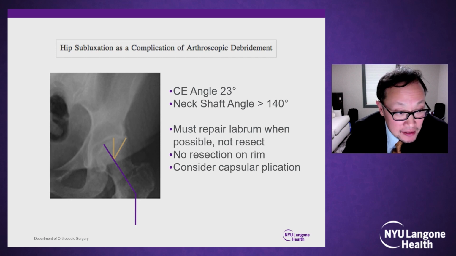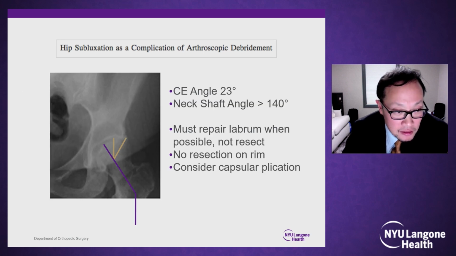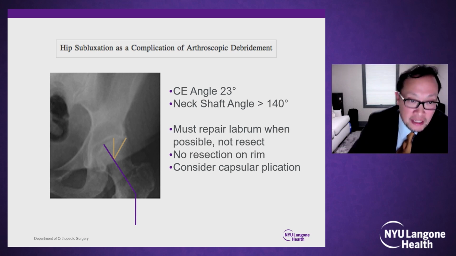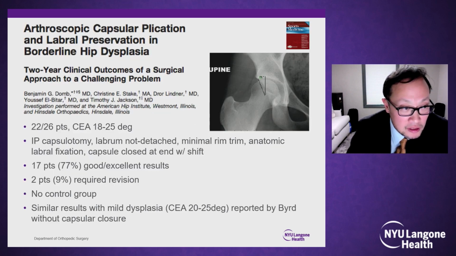Another case where I think these pictures are very memorable. You can see dislocation and migration of the head with bone-on-bone arthritis leading to a hip replacement. And the quote from the surgical procedure was that they removed an exostosis from the lateral acetabulum. This is another case. If you kind of critically look at it, you have a valgus neck shaft angle, which is putting more pressure on the lateral acetabular socket. And then you have a center edge angle of 23 degrees. And as a result, that led to failure.